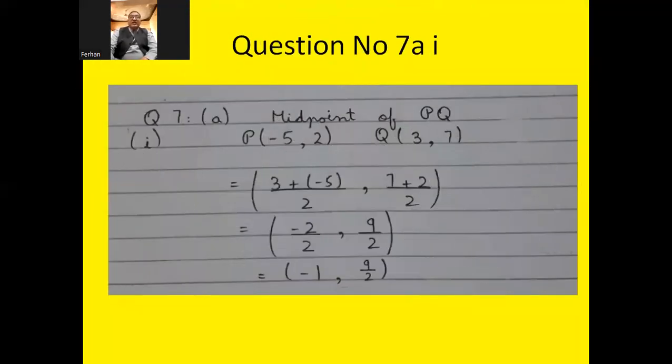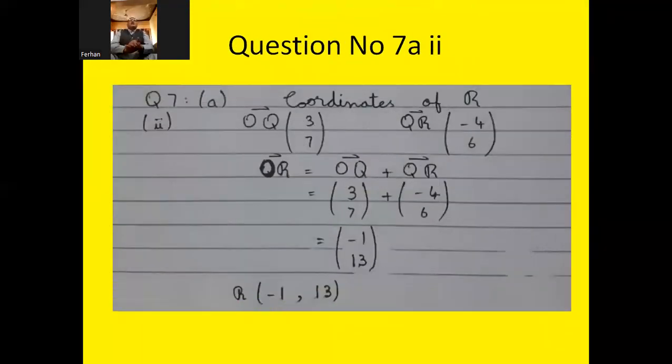The position vector OQ: if you know the coordinates of a point, you know the position vector. So OQ will be (3, 7). Upstairs we write the x, downstairs we write the y. We know QR is (-4, 6). The formula is OQ plus QR equals OR. I want to find OR, so OR will be (3, 7) plus (-4, 6).